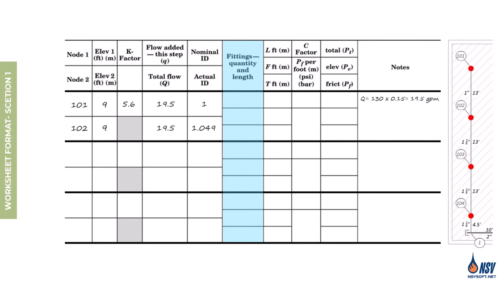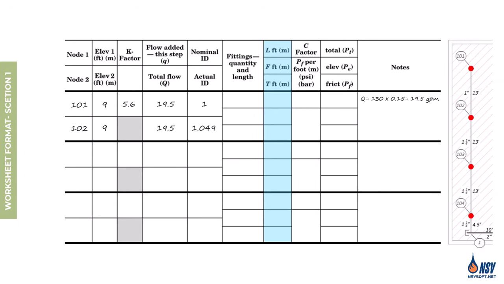In the next column, we record the equivalent length of the fittings or valves. As explained in the previous video, although this section of the piping network includes 1 elbow and 1 T, NFPA 13 allows us to ignore them. Therefore, we leave these cells blank.